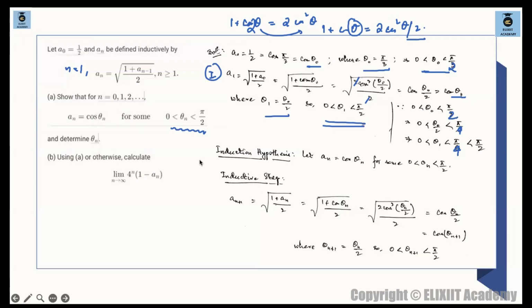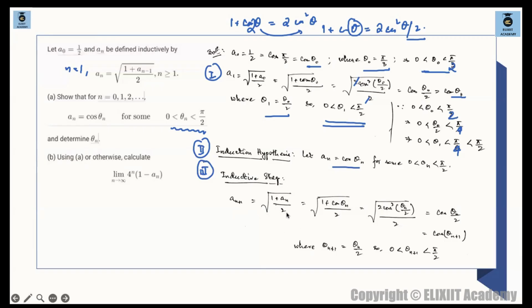So next is the induction hypothesis step. The second step is basically you assume the same thing for n number of values. Let this be true: an is cos of theta n for some theta n lying in between 0 and pi by 2. And then the third one is your inductive step, which you prove for n plus 1. So then you check for n plus 1.